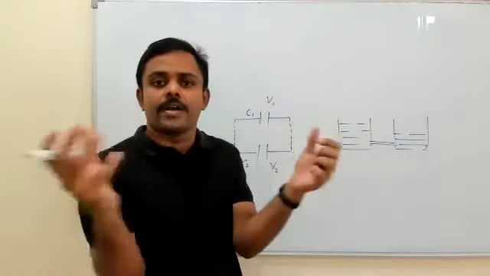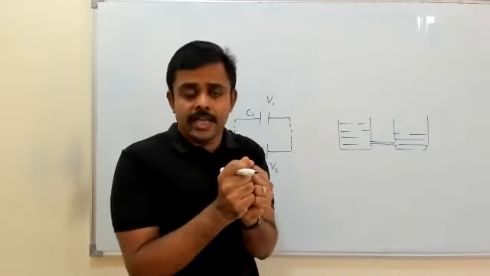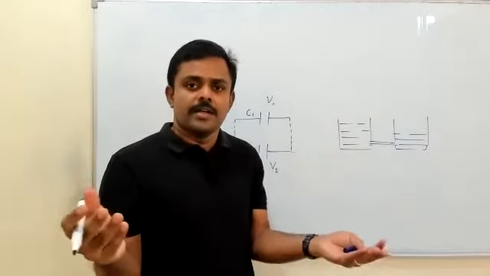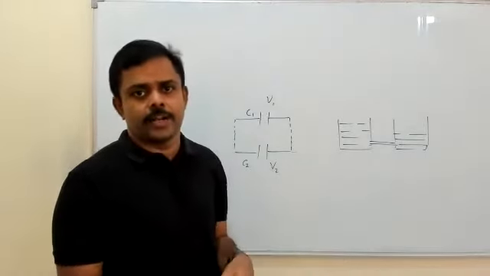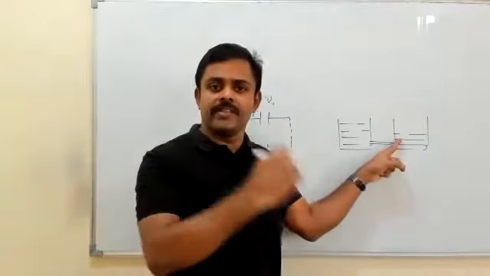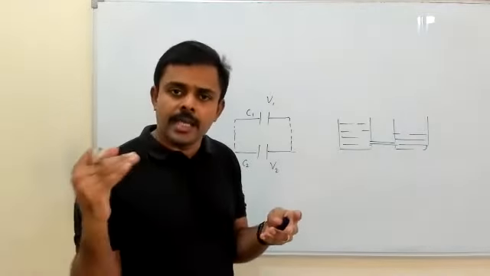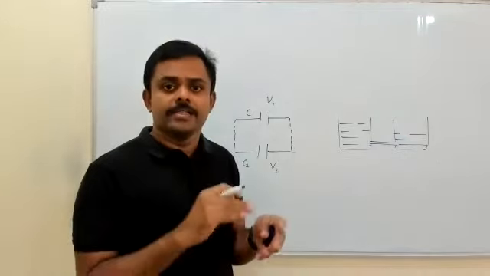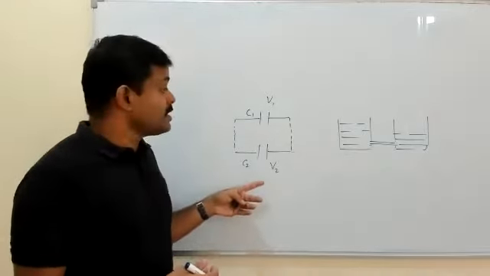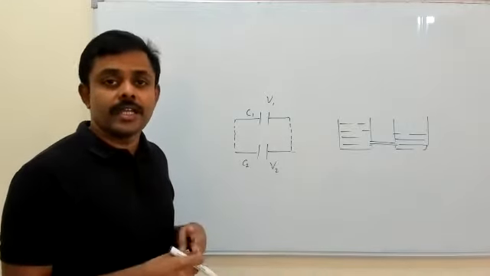In a similar way, if you keep a hot body and a cold body in contact, like ice with a flame or boiled water, heat flows from the hotter object to the colder object till both attain a common temperature. So water flows from higher level to lower level till both attain a common level. In the case of hot and cold bodies, heat flows till both attain a common temperature. Similarly, if you connect the capacitors together, charge flows from higher potential to lower potential till both attain a common potential.